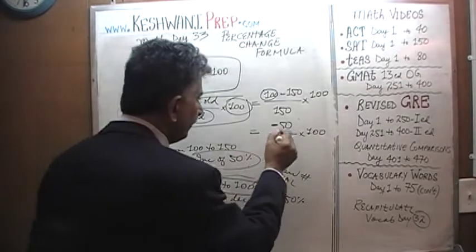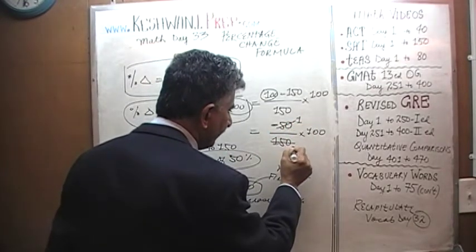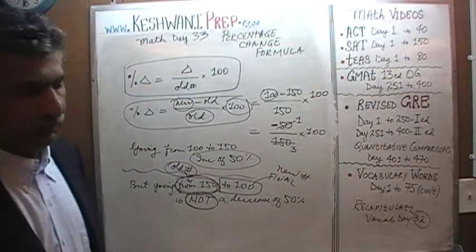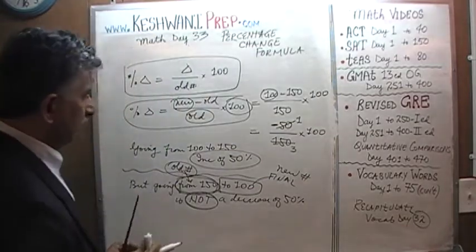Let's divide top and bottom by 50. If we divide top and bottom by 50, 50 is going to go away. It's going to become 1. And 150 has 3 50s in it. So we end up with a negative times 1 times 100.